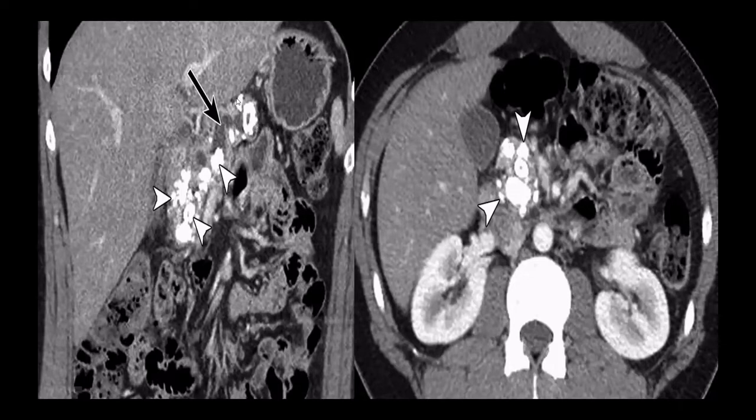There are very large calcifications, and we can appreciate these calcifications on axial images also. This was actually a case of a 23-year-old male presenting with tropical pancreatitis, non-alcoholic male.